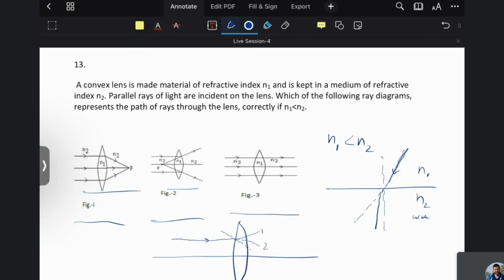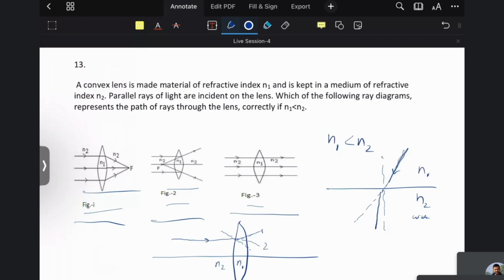Two, sir. Two. Okay, why? So this is a rarer medium, this is the denser medium. Okay, the opposite thing is happening here. So it will go away from the normal, right? Inside the lens. Yes, sir. Okay, so then which figure is correct? In figure 1, 2, 3, which one is correct, do you think?